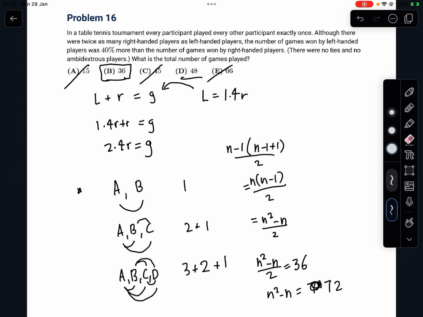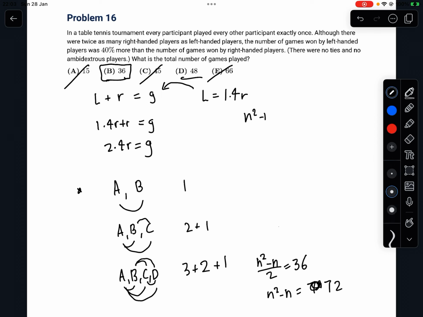So it's choice B. And let's just try D just in case. n squared minus n over 2 equals 48. So n squared minus n equals 96. n squared minus n minus 96 equals 0. Is there any way we can factorize this? There doesn't look like a way we can factorize this to yield an integer answer, which means our answer is just going to be choice B, 36.